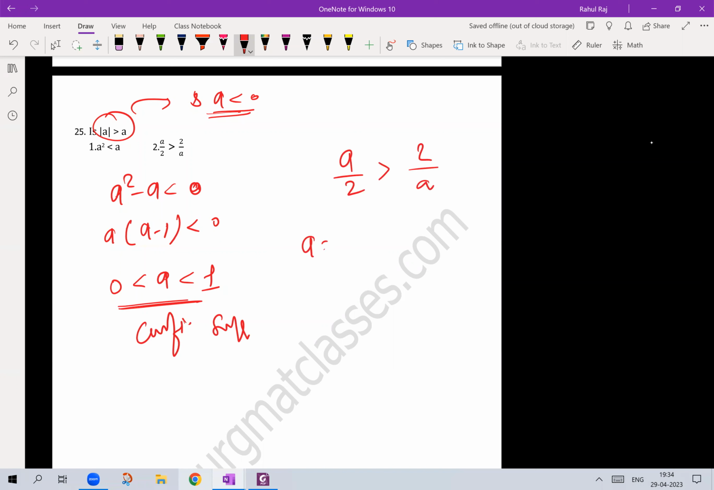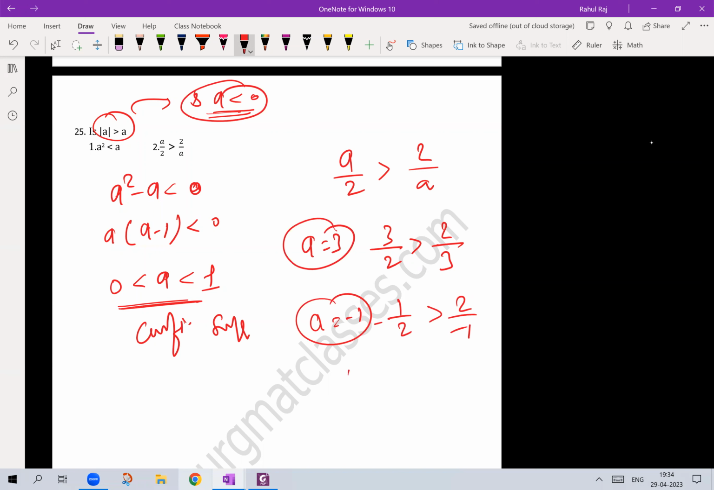Here it says A by 2 is greater than 2 by A. Imagine if I take A is equal to 3. So 3 by 2 is greater than 2 by 3. Yes. Imagine I take A is equal to negative 1. Negative half is greater than negative 2, that is 2 by negative 1. My question is, is A negative? A can be positive, A can be negative. Not sufficient. Option number 1 gives you a confirm no answer. These are no questions at all. This is just mind stuff.